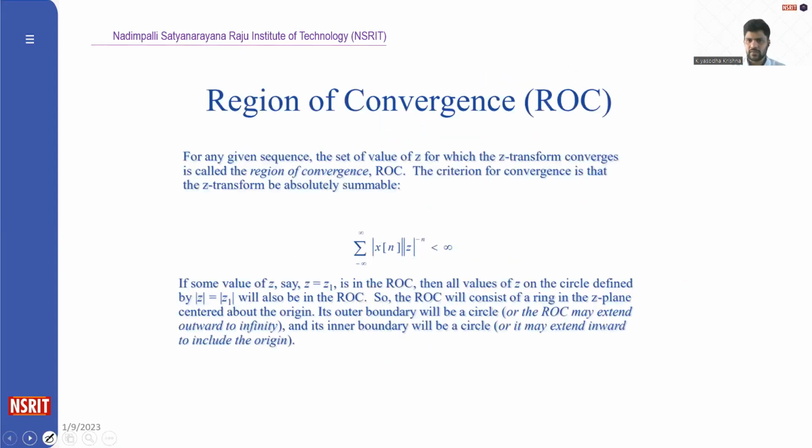The region of convergence we already studied. The region of convergence of any sequence is the set of values of Z for which the Z transform converges, meaning it exists. That is the region of convergence.